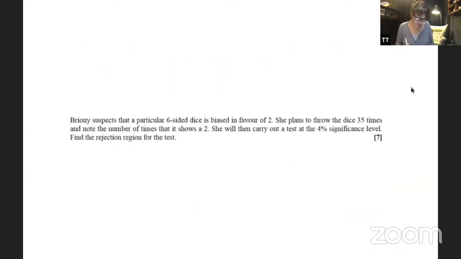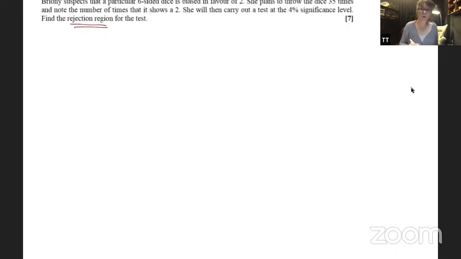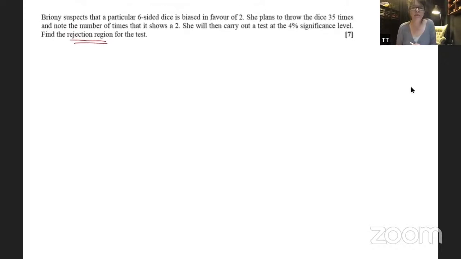This one, here we go. This one is saying not that we've done it. I'm Bryony, and I'm saying I did it and this is how many I got. Do you believe me? She's not saying that. She's saying, how many would I have to get for you to believe me? That's the rejection region. That's where I would reject H0. So Bryony wants to know in advance how many she would have to get in order to reject H0. Okay, so let's have a go at this one.